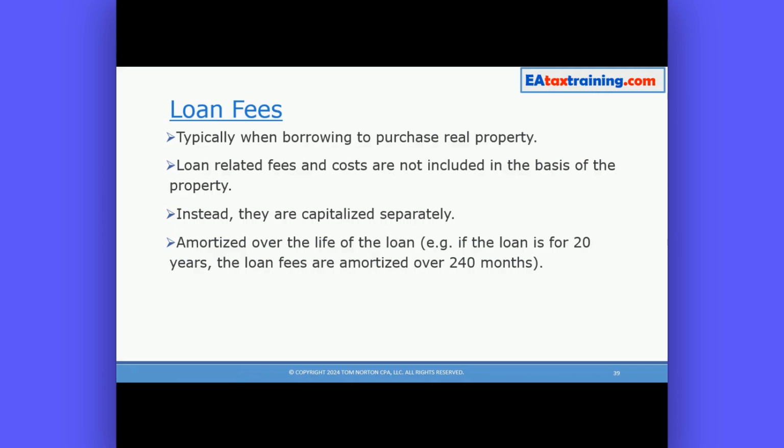So capitalized means being put on the balance sheet as an asset, meaning you cannot deduct them all currently. Instead, you deduct those over the life of the loan. They are amortized over the life of the loan. So if it's a 20-year loan, the loan fees are amortized over 240 months. So that's the way loan fees work when you are buying property.